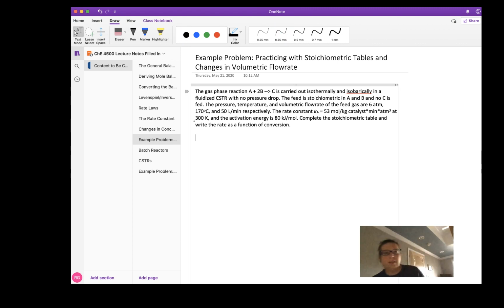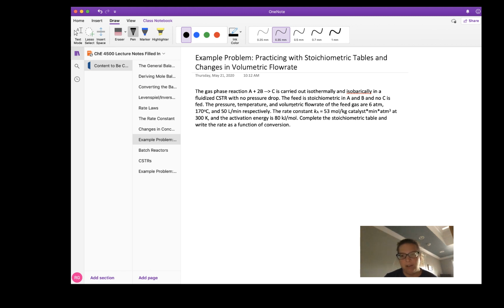All right, so let's work an example problem that will give practice working with the stoichiometric table and also changes in volumetric flow rate. So consider this example. We have a gas phase reaction, A plus 2B goes to C. It's carried out isothermally and isobarically in a fluidized CSTR with no pressure drop. The feed is stoichiometric in A and B and no C is fed.